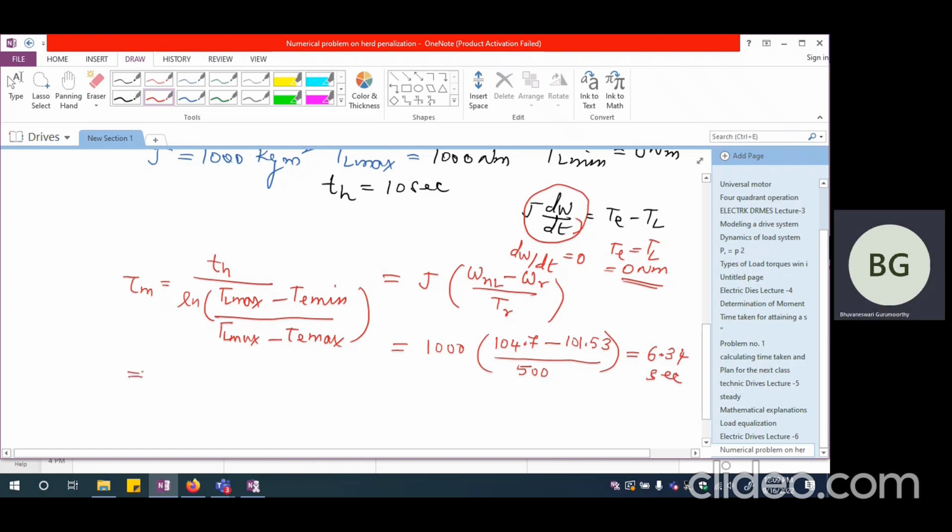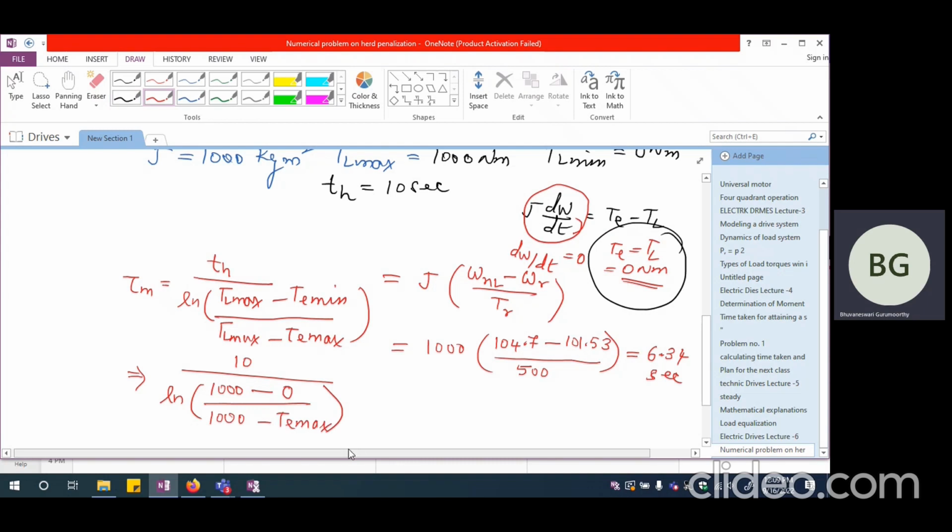Now TH is given as 10 seconds. And this is the natural logarithm of TL max, which is 1000 Newton meter, minus TE minimum, which in all probability will be 0. That's what we said here. At the end of the light load period, both TE and TL are going to be 0 Newton meter. So this I can write as minus 0, divided by TL max, which is again 1000, minus TE max. I don't know what TE max is, and I have to solve for it. This is equal to 6.34 seconds.